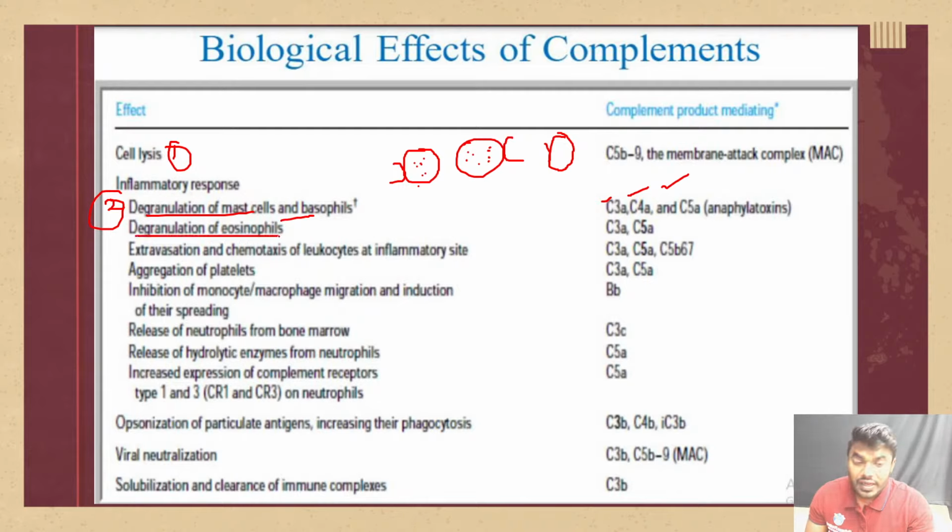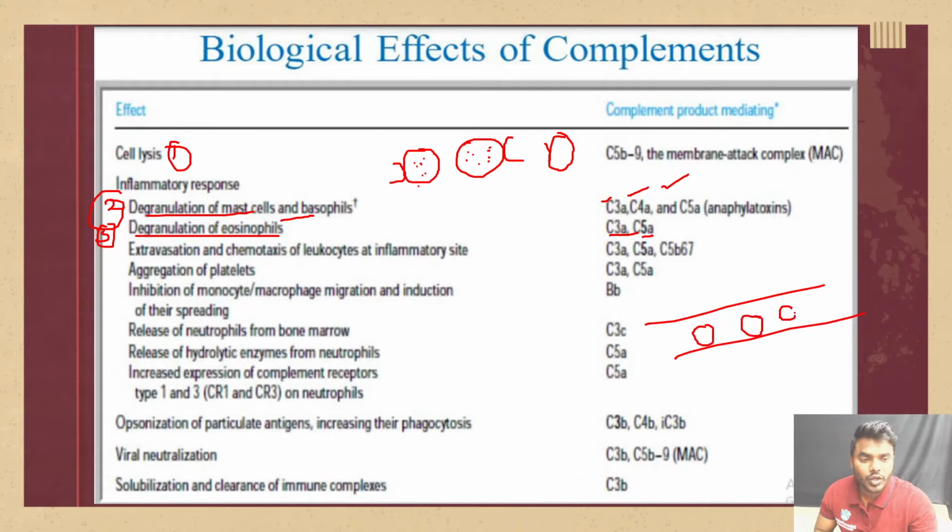Next one, friends, degranulation of eosinophils. Same: in order to break down the eosinophils, we will compulsorily require complement 3A and complement 5A molecules. And remember, all the students understand. Suppose this is the blood circulation. Correct? Friends, understand what I am talking about. These are all the leukocytes.